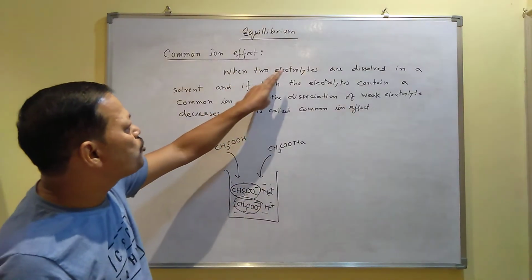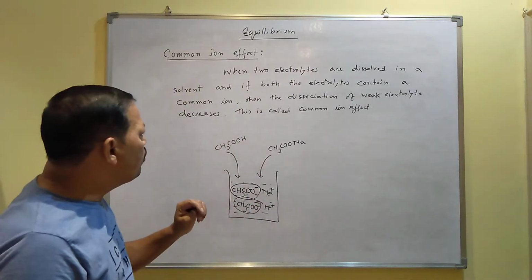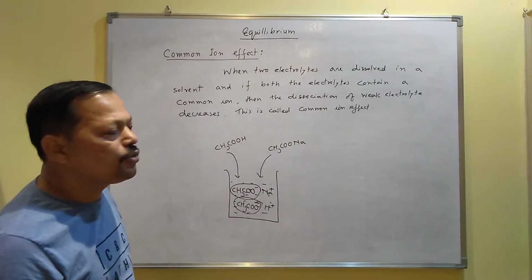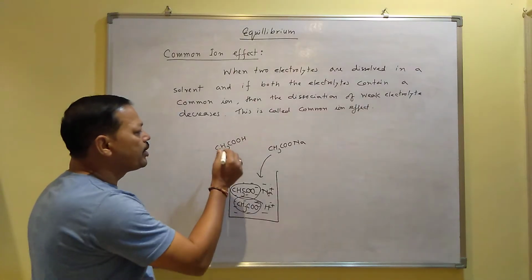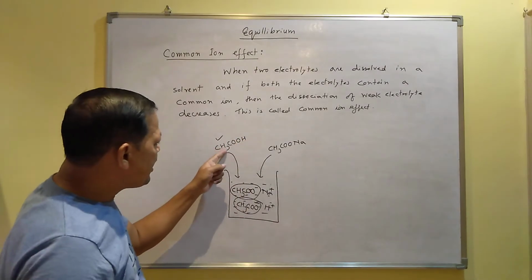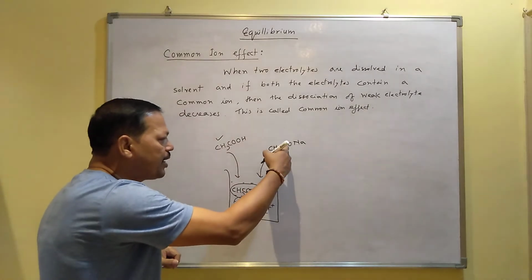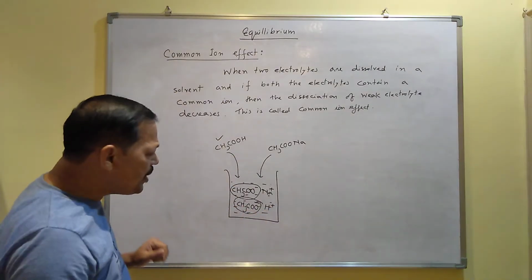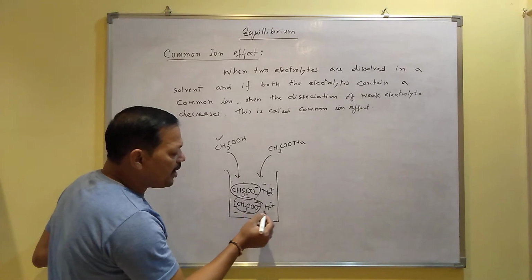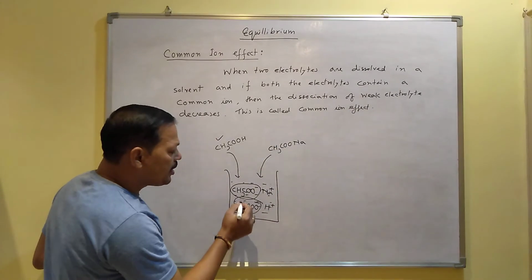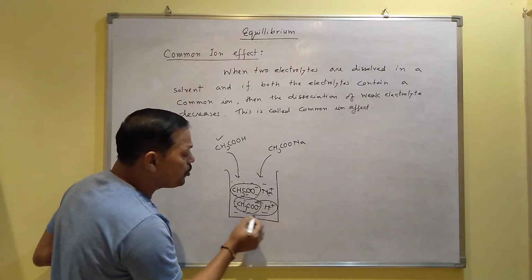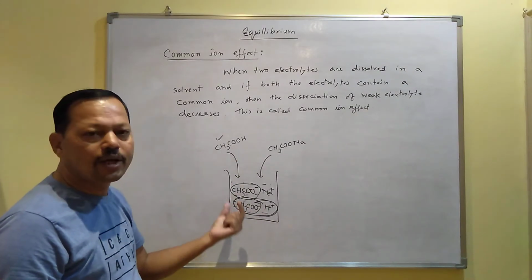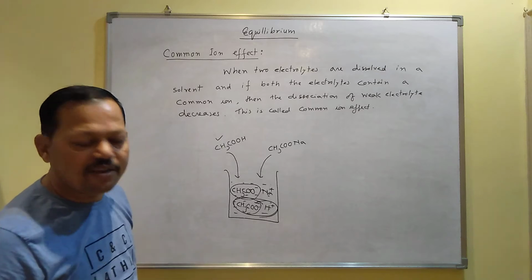So as you have written, when two electrolytes are dissolved in a solvent and if both the electrolytes contain a common ion, then the dissociation of the weak electrolyte decreases. I mean, who is weak? Your acetic acid is the weak one. Acetic acid undergoes little bit of ionization, but after adding this sodium acetate, the dissociation of acetic acid keeps decreasing. Initially it produces some acetate ion and hydrogen ion. After adding sodium acetate, the acetate ion again combines with hydrogen ion to produce acetic acid. I mean, the dissociation of this weak electrolyte keeps decreasing, and this is called the common ion effect.